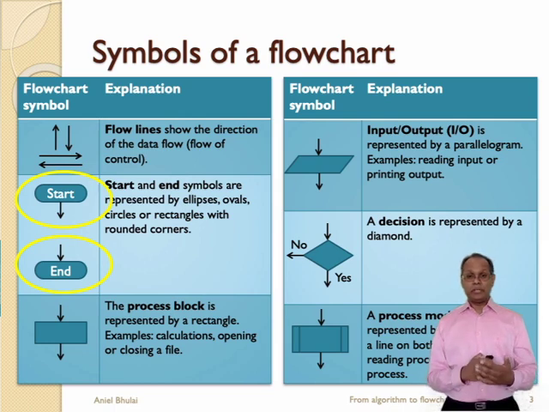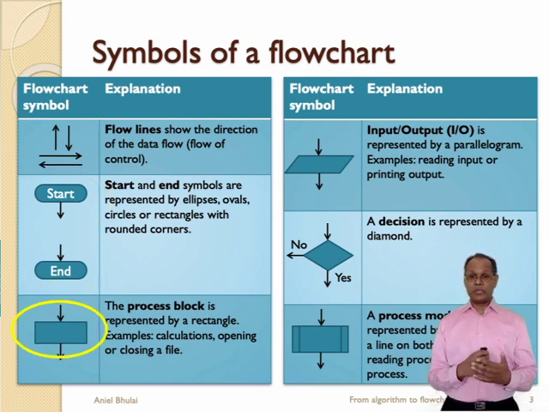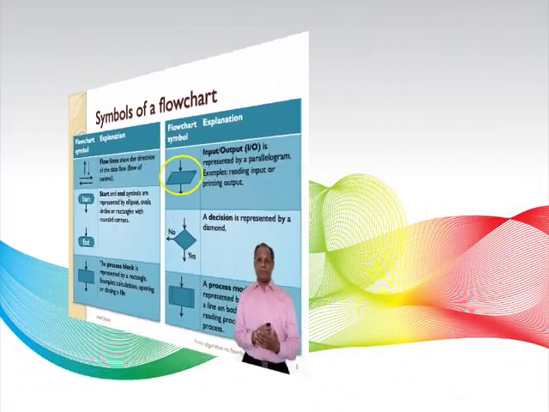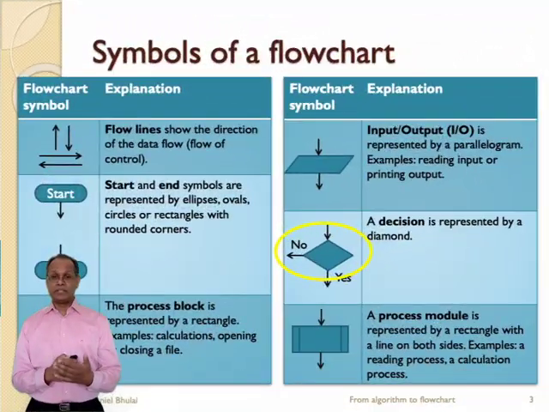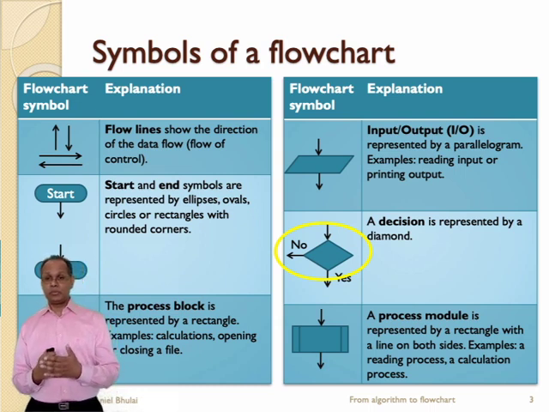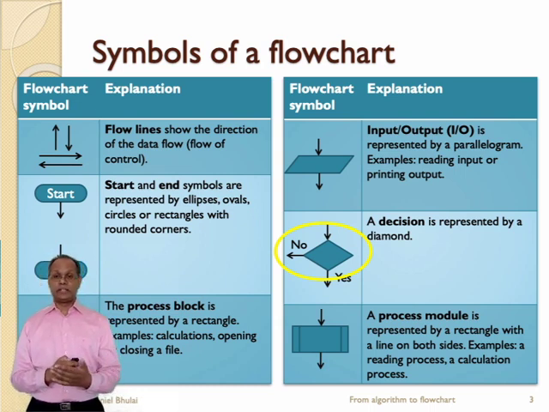A flowchart may contain a process block, which is represented by a rectangle. Input and output are represented by a parallelogram. A diamond symbol represents a decision, which has only one input line and two output lines.